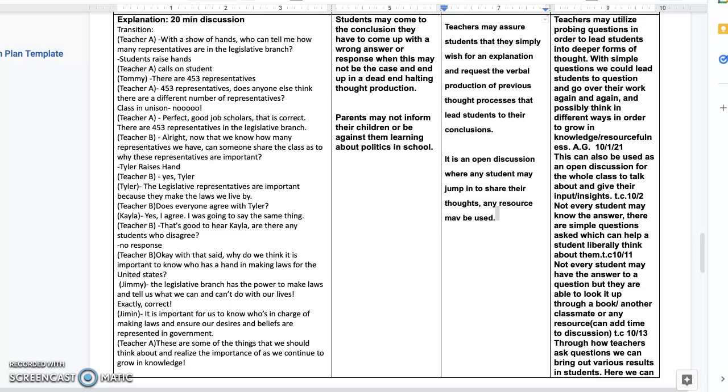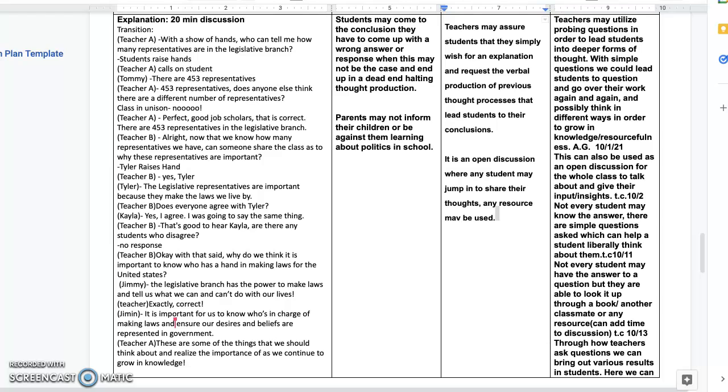So Tommy answers, there are 453 representatives. And then teacher A goes on to say, 453 representatives. Does anyone else think there are a different number of representatives? Again, teacher A acknowledges Tommy's response, and then teacher A also wants to let the other students have a chance of either agreeing or disagreeing with Tommy.